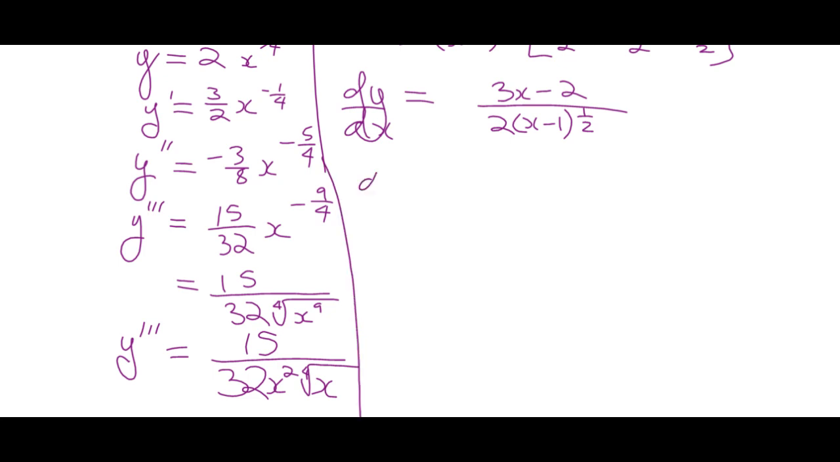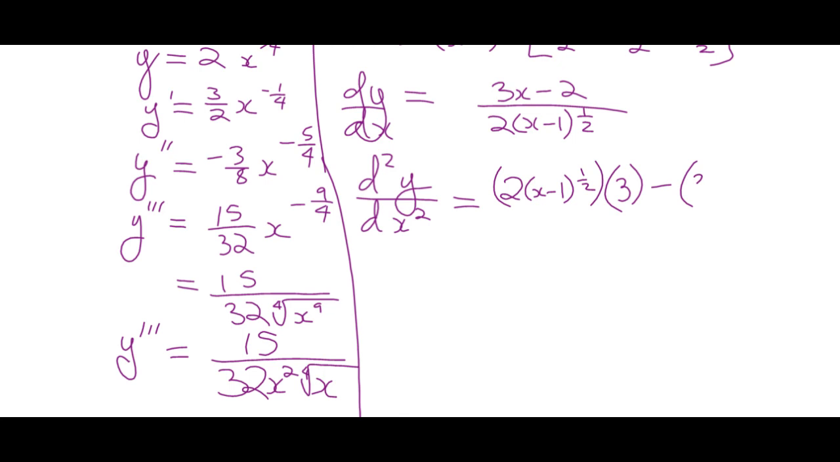Okay, so d2y of dx squared is equal to, so g of x, the bottom function, right? So 2 times x minus 1 to the half times the derivative of the numerator. So it's denominator times derivative of numerator, which is what? 3. Minus the numerator, which is 3x minus 2, times the derivative of the denominator, which is 1 half times 2x minus 1 to the negative 1 half.